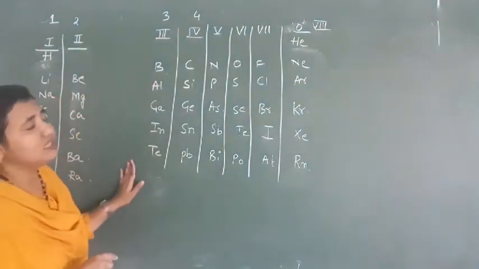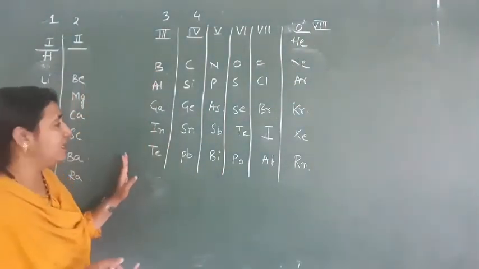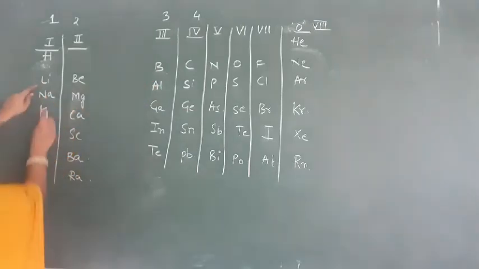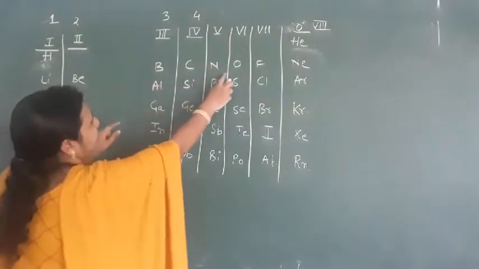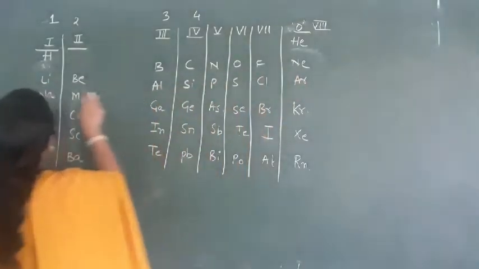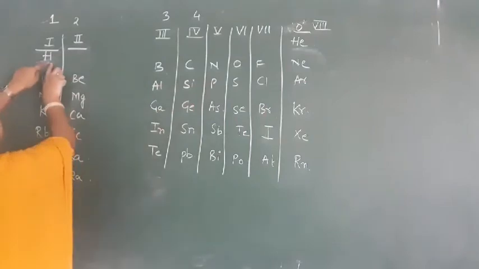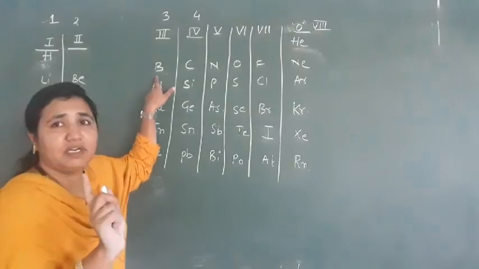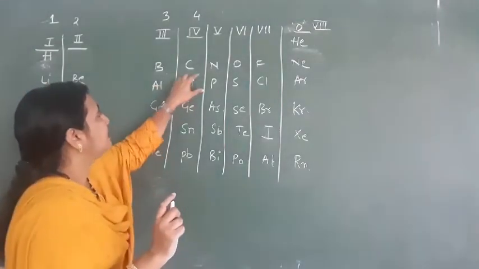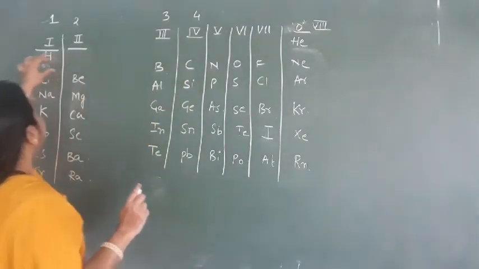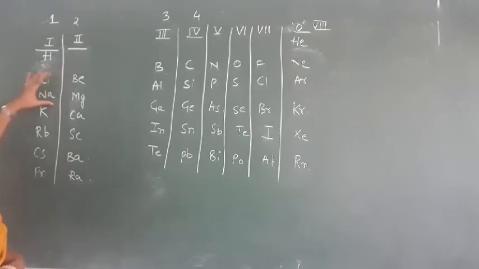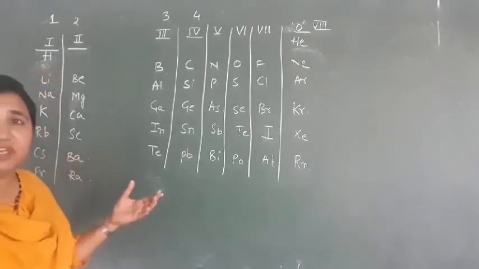Next we come to the 13th group, or third A group. This is the second period: lithium, beryllium, boron, carbon, nitrogen, oxygen, fluorine, neon. The first period has only 2 elements, hydrogen and helium. The second period is very important. If you remember the atomic number, atomic weight and valency of just the second and third periods, it's enough, because these elements come up in most reactions.